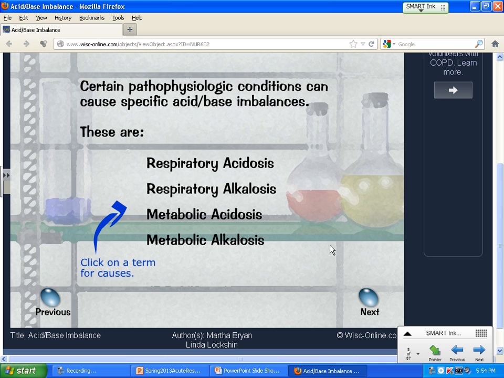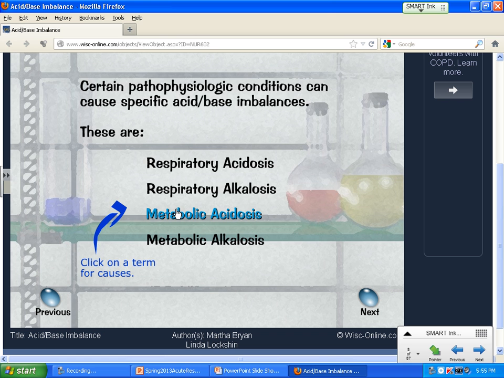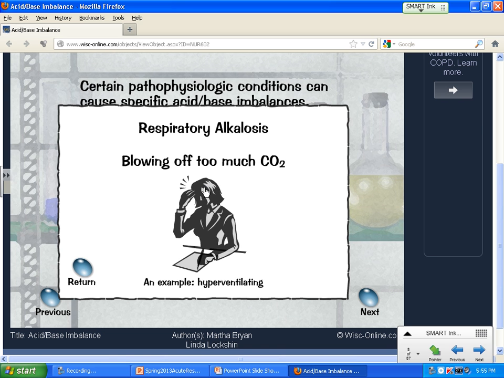So there are 4 different types of acid-base imbalances. First one is respiratory acidosis, and that happens when the lungs can't get enough oxygen. So all of your patients with COPD, with pneumonia, anytime they can't get enough oxygen into their lungs, they're going to be in respiratory acidosis. Their CO2 levels are going to rise because when you dissolve CO2 in water, it creates an acid. So when you've got too much CO2, you're in acidosis. Respiratory alkalosis is if you're blowing off too much CO2. That would be the person who is hyperventilating.